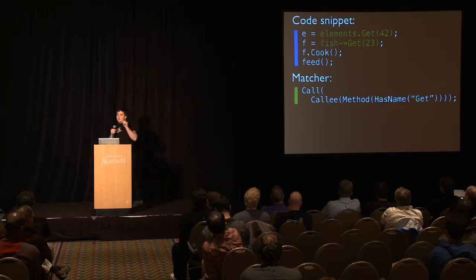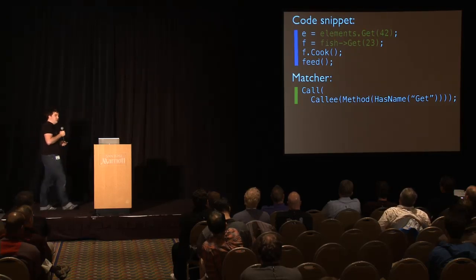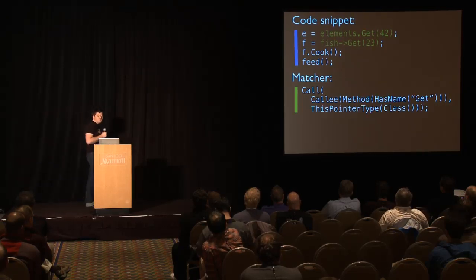We can then make sure that it's a method with a particular name to filter out another case where it's actually not what we're looking for. But we've still got two here. There's still two that actually match this. We need to extend it.